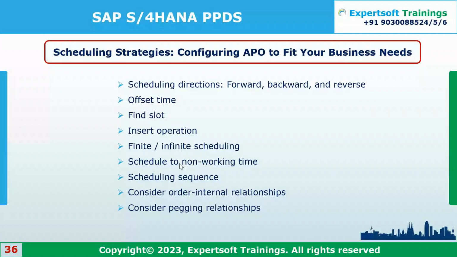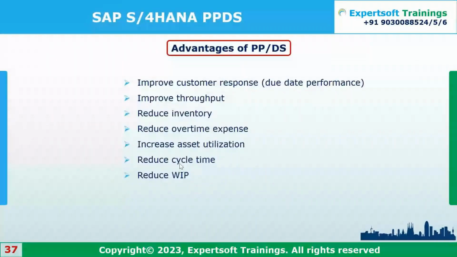So this is very general information. Advantages of PPDS: improve customer response, improve throughput, reduce inventory. As I told, that is the ultimate aim: reduce inventory, reduce overtime expenses, increase asset utilization, reduce cycle time, and reduce WIP. This is more or less related to cost effectiveness, related to raw material storage and product storage. So this is the advantage of PPDS.